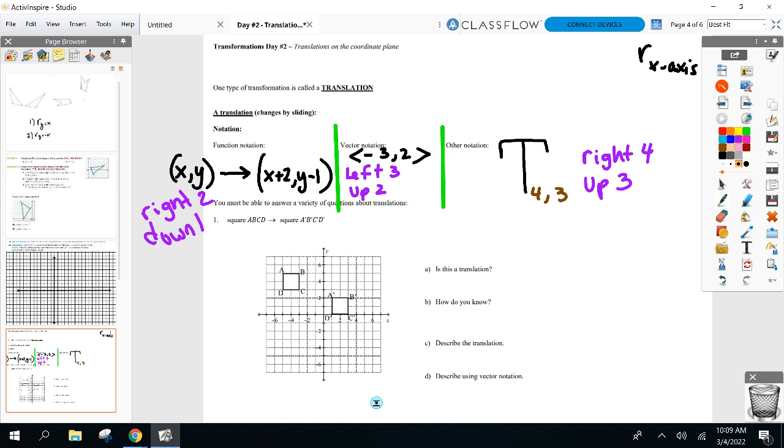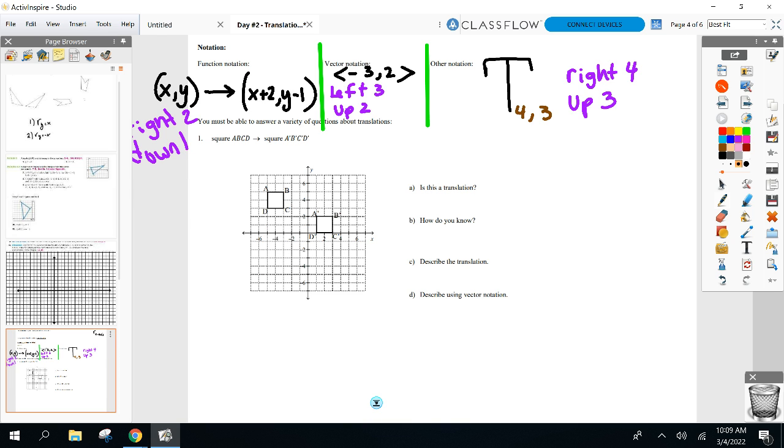So 3 different ways we could write a translation. And I need you to be aware of all 3, because I may ask you to write your final answer in one of these. All right. How to figure out if it's a translation or not. So take a look at my squares up there. I think they're squares. A, B, C, D to A prime, B prime, C prime, D prime.